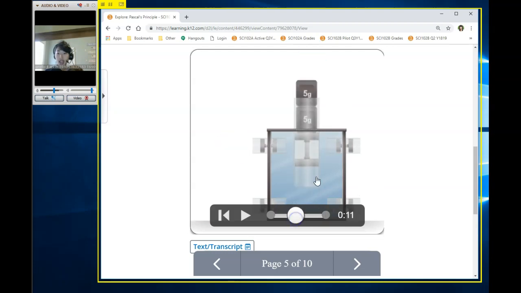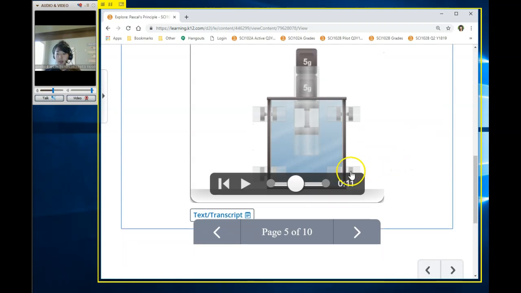Okay, so as we added these different masses here, tell me what was happening to the smaller pistons. Were they moving out at the same rate as each other or at different rates from each other? Go ahead, tell me in the chat box. These smaller pistons, did they move out the same amount as each other or different amounts from each other?